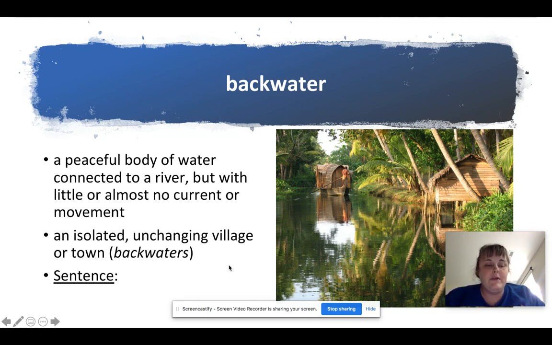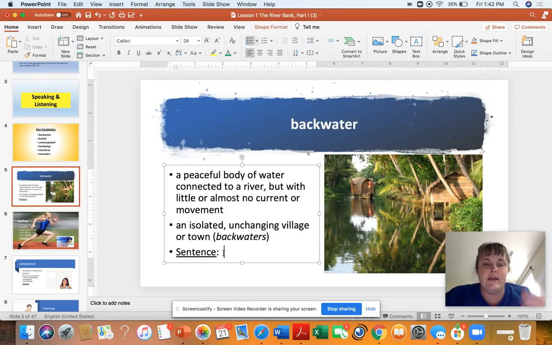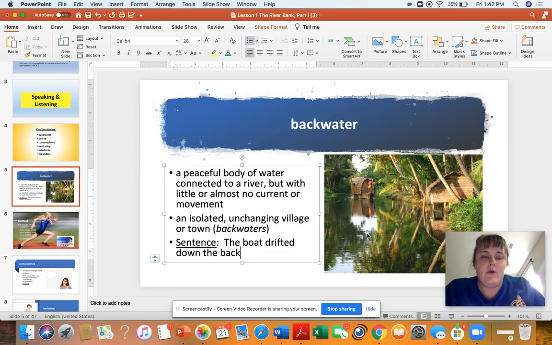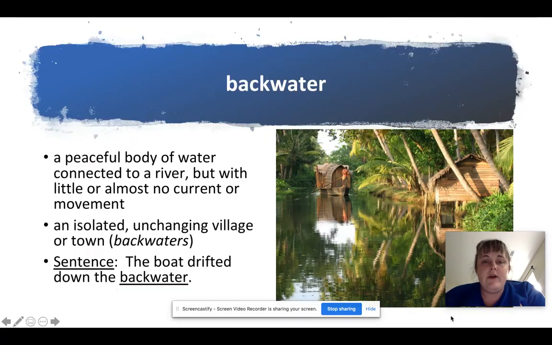And so if I'm going to come back to my screen and think, what could be a sentence that uses the word backwater? And I may look at this picture for help. I may say, the boat drifted down the backwater. Okay? And as I'm doing this, I may take this word here and underline it so it stands out. The boat drifted down the backwater. Okay? So, and backwater is a noun. It is a thing. So a noun is a person, place, or thing. And so let's move on to the next word.